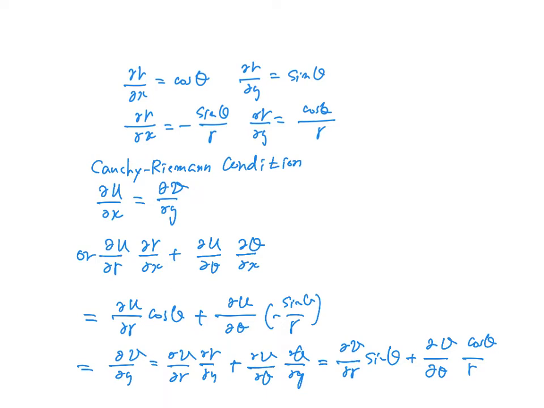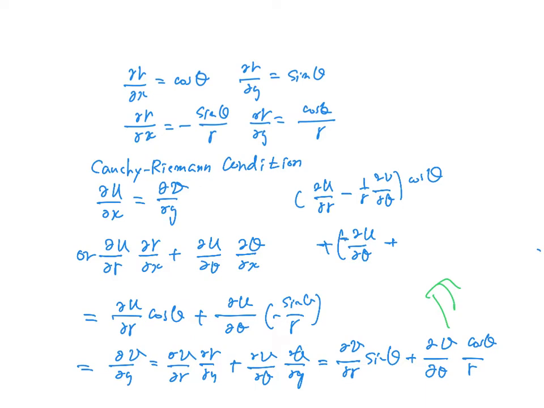So we can combine the cosine term with the sine term. So we can combine them into two: partial r partial u minus 1 over r partial theta partial v, times cosine theta, plus partial theta partial u plus partial r partial v, times sine theta, equal to 0.